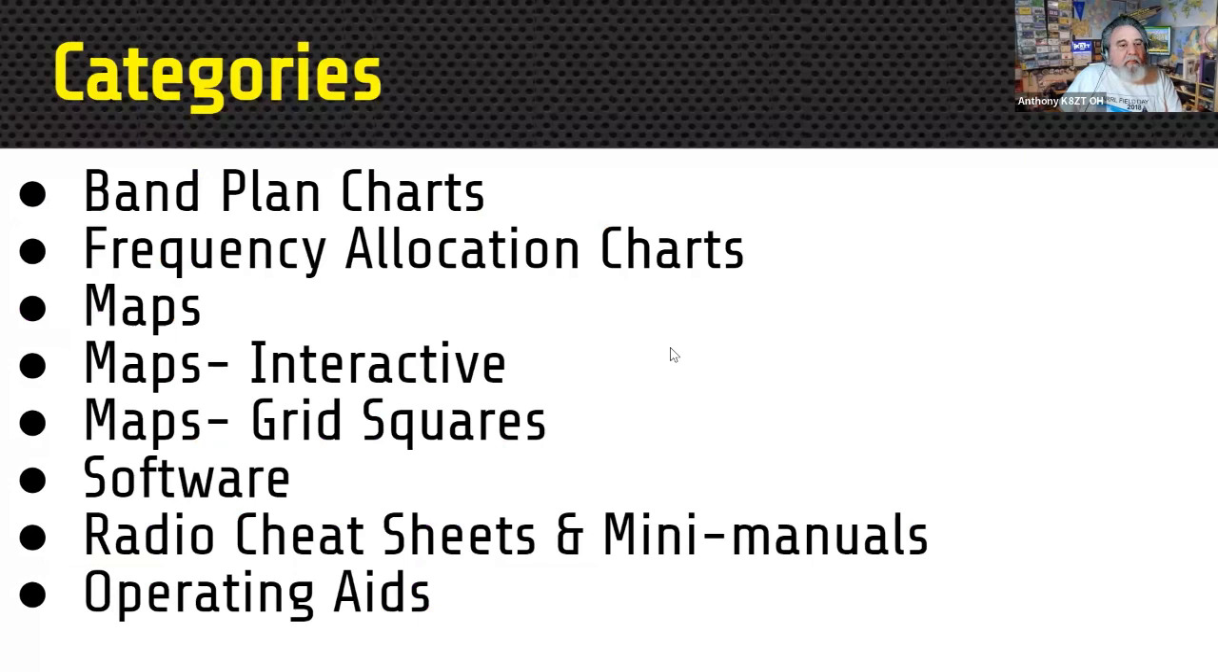The categories are going to be band plan map charts, frequency allocation charts, maps, interactive maps, grid square maps, amateur radio software for charts and maps, radio cheat sheets and mini manuals, and operating aids.